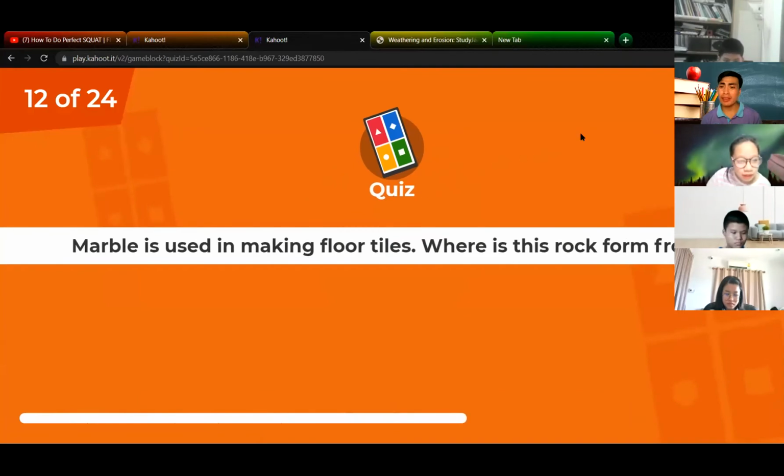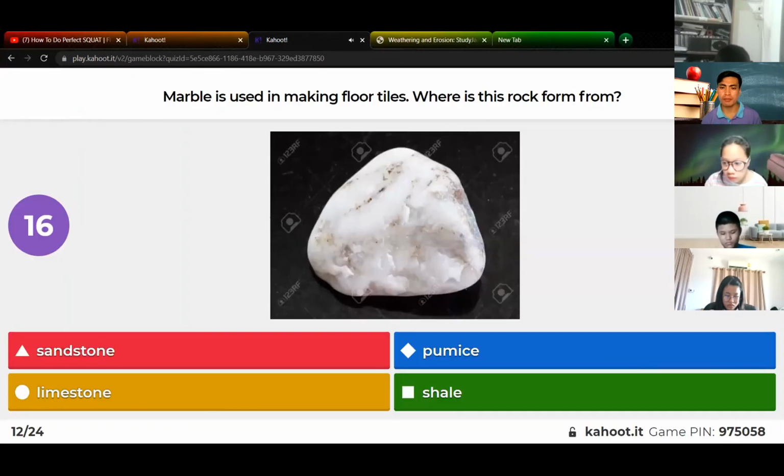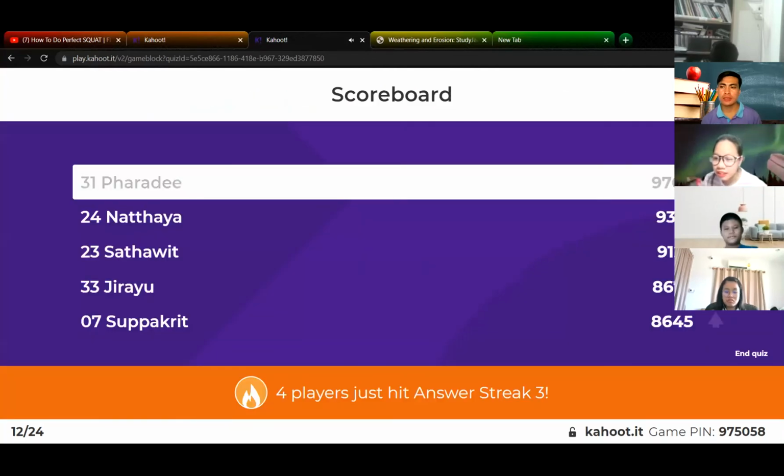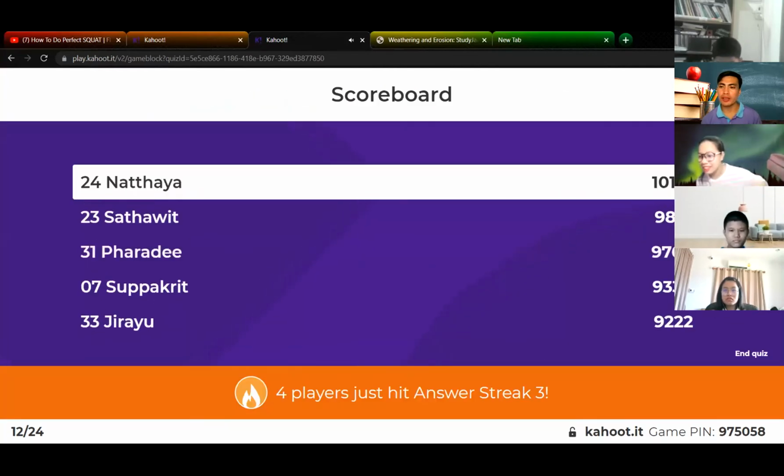Marble is used in making floor. Where is this rock formed from? Where is this rock formed from? Okay, good. It is formed from limestone, of course. Okay, wow, Nataya regained her throne.